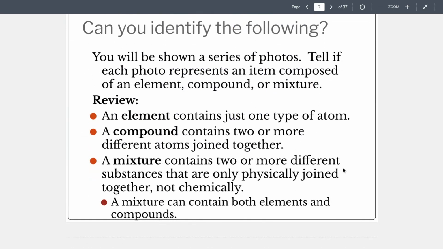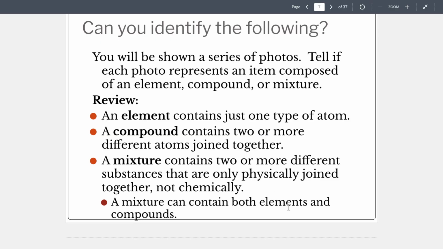So we're going to look at some photos here, and we're going to see if we can identify them. Remember, an element is one kind of atom, like H or Be. A compound is two or more together. A mixture is two or more things, but they're not stuck together chemically. We can't write it out like H2O, CO2, NaCl. It's just mixed together, and we can take it apart.